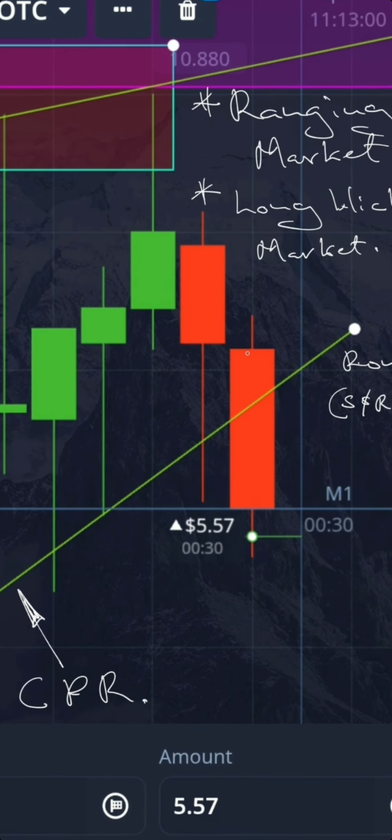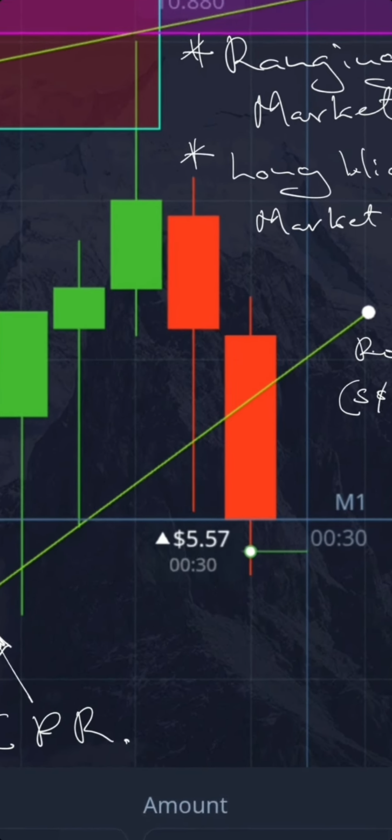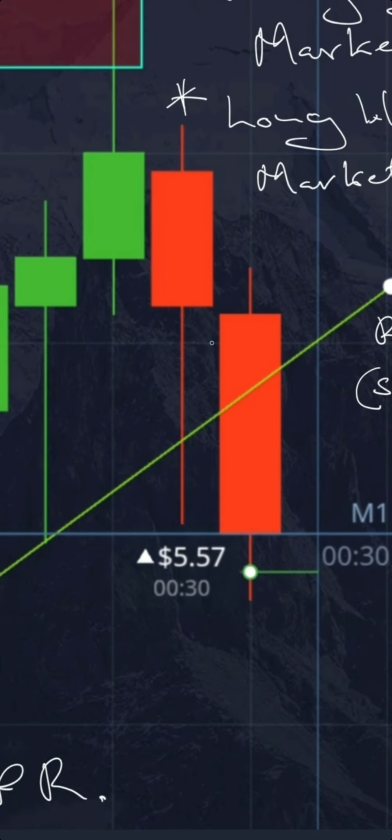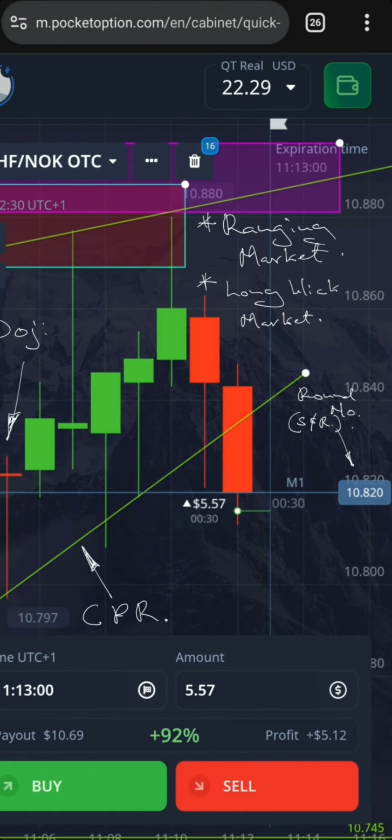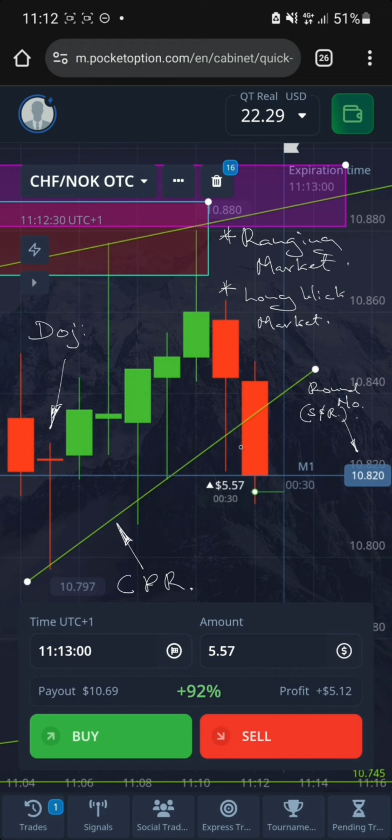Now look at this. Now we have a gap. I didn't even see this before. Now I'm seeing it now. We have a gap down in favor of the buyers. So that tells you that a rejection is actually imminent here. You understand? So that's one of the things.